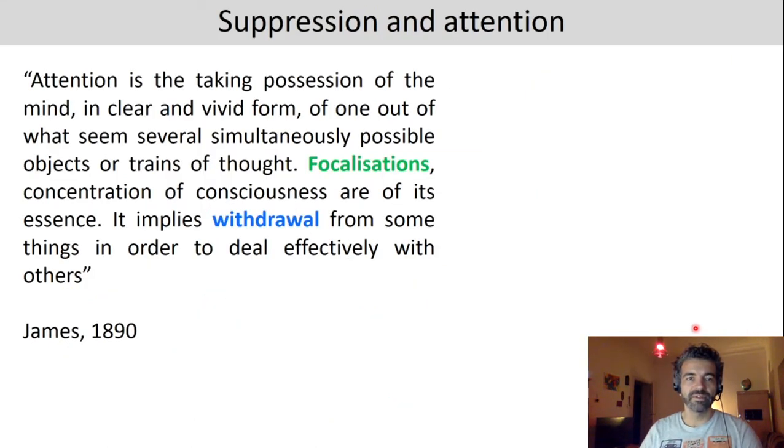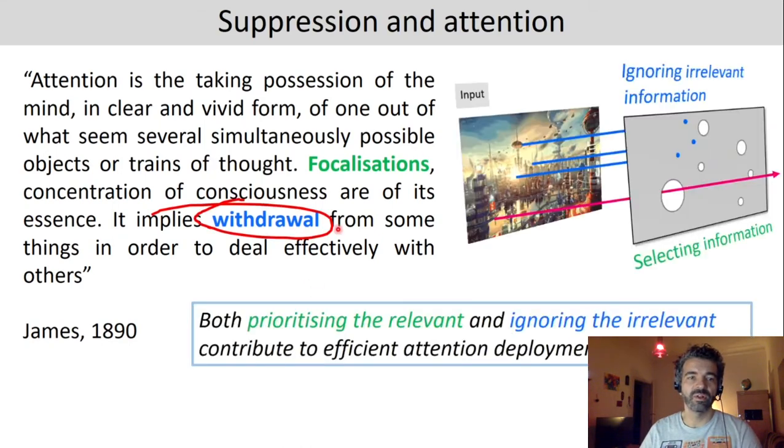So we have talked about how certain relevant items are selected, and this is indeed reflected in the N2pc component. But attention is not just about enhancing relevant information, but also about the withdrawal of resources from irrelevant information, which is also termed suppression. So both prioritizing the relevant and ignoring the irrelevant are supposed to contribute to the most efficient attention deployment.